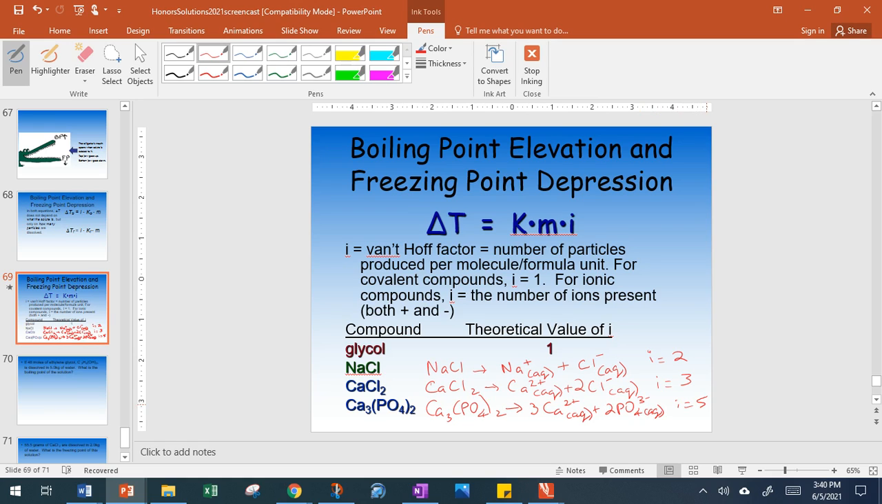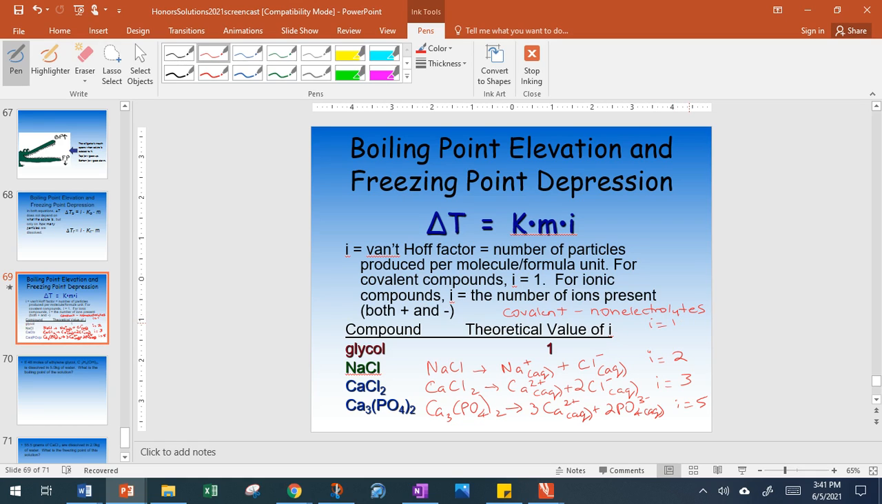So the i for covalent compounds, and sometimes covalent compounds are referred to as non-electrolytes. That's because they don't conduct electricity, and so an electric current will not flow through a solution of covalent compounds because there's no charges to carry that current. So covalent compounds are often referred to as non-electrolytes. And they will have i equal to 1 because they do not break up in solution.